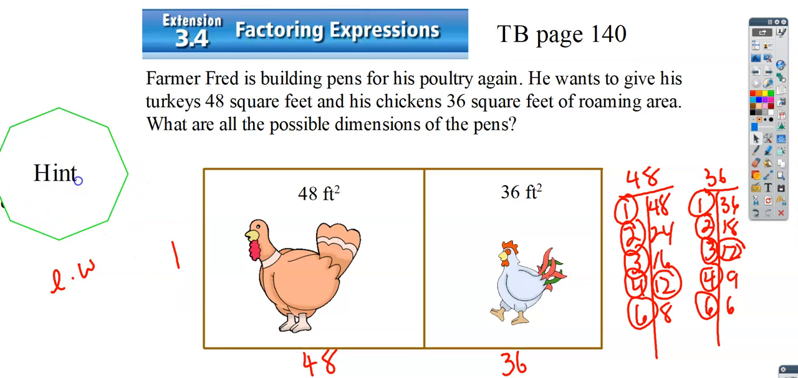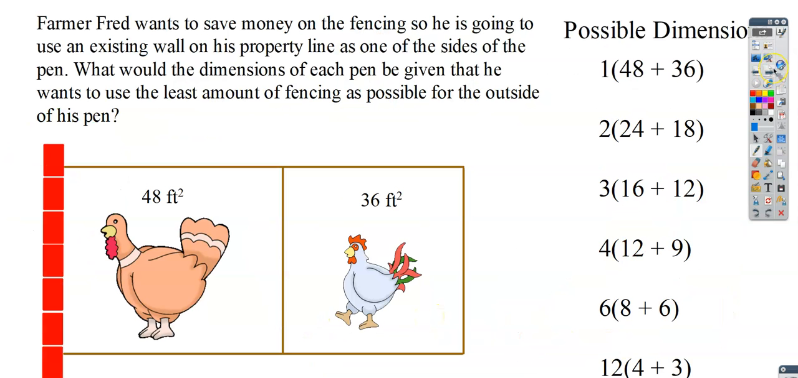Okay, so let me change this to 4. Oops. If I decided that the shared wall was going to be 4, right? Then I have to raise this. That means this dimension is going to be 12. And that means this dimension is going to be 9. So you can see the idea of how every time I change the shared wall dimension, the other two numbers have to change as well, because I'm multiplying each time that width times the length of each turkey and chicken area.